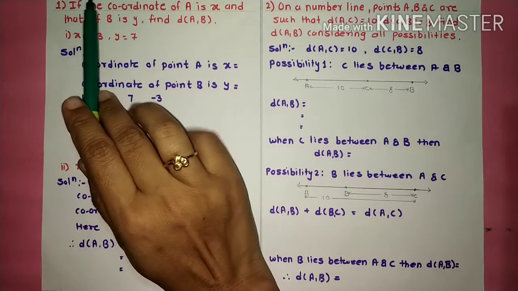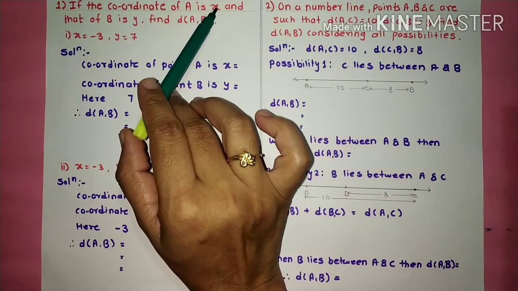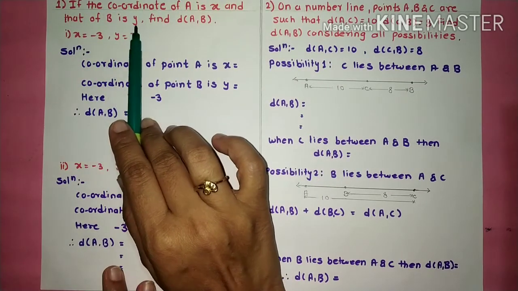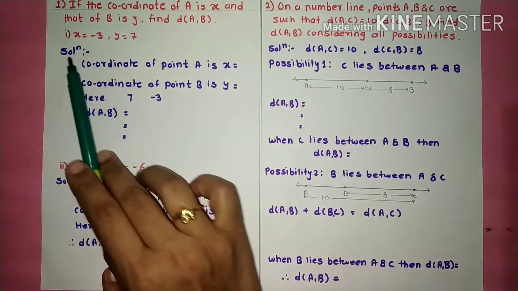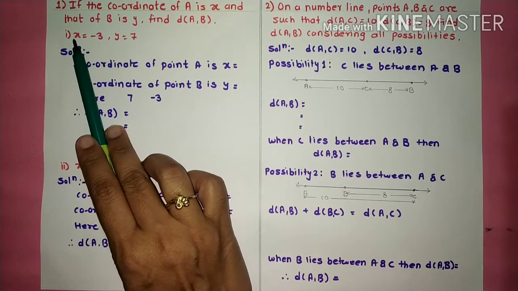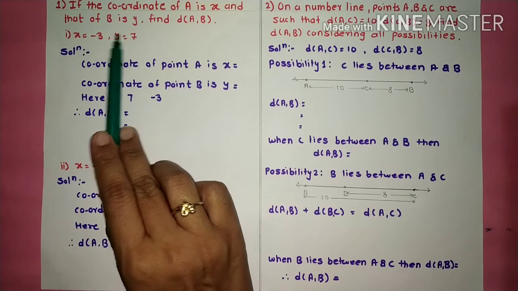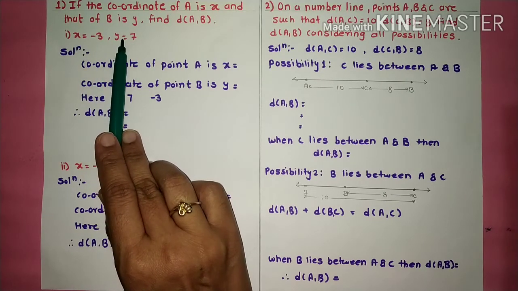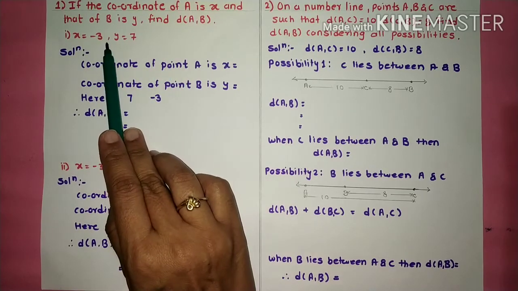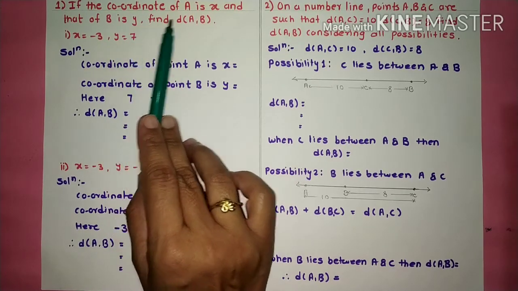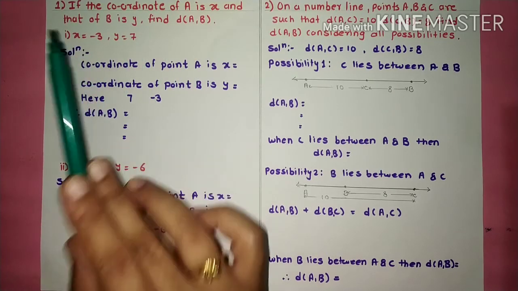The first example is: if the coordinate of A is x and that of B is y, then find the distance AB. First, x equals -3 and y equals 7. Here the values of x and y are given, meaning the coordinates of A and B are given, and we have to find the distance AB. So let's start.